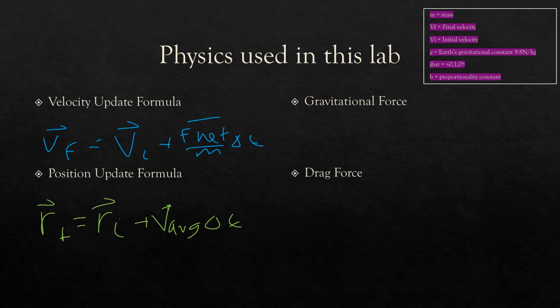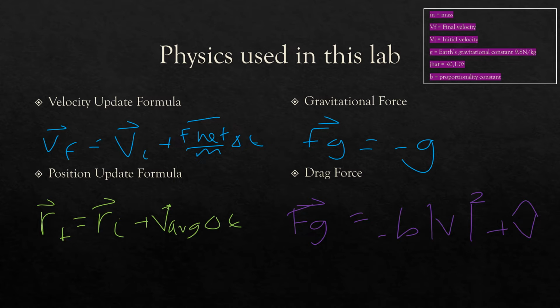Then the drag force equals negative b, which is our proportionality constant, times the object speed times v hat, which is just the direction of velocity. And finally, our gravitational force is Fg equal to the negative gravitational constant, which we have here as 9.8 newtons per kilogram, times mass times j hat.